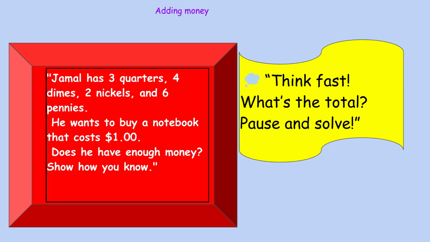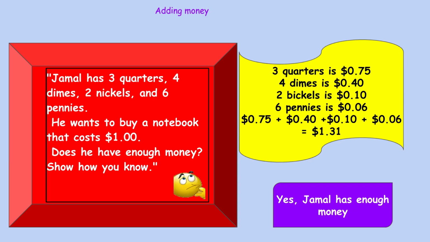Think fast. What's the total? Pause and solve. All right. So 3 quarters is 75 cents. 4 dimes is 40 cents. 2 nickels is 10 cents. 6 pennies is 6 cents. So 75 cents plus 40 cents plus 10 cents plus 6 cents is $1.31. Yes, Jamal has enough money.